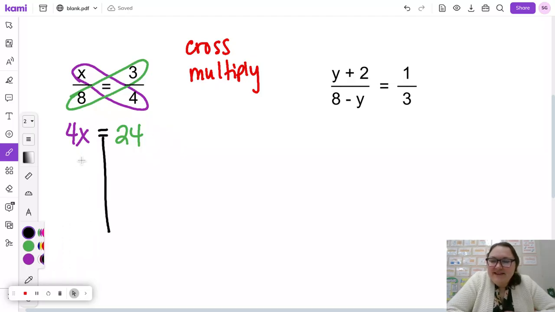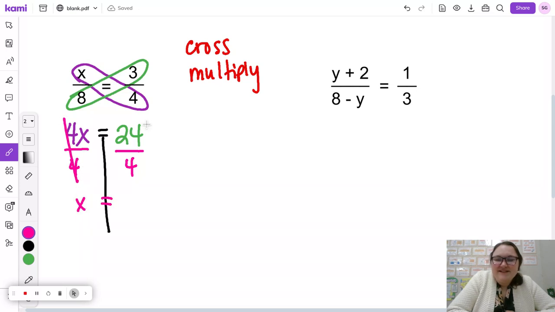To finish solving this, I need to cancel out my 4 to get x by itself. I know 4x means 4 times x, so I do the opposite, which is divide. I divide both sides by 4, and if I do that, 4 divided by 4 is 1, and 1x is just the same thing as x. And then on my other side, 24 divided by 4 is 6. And just like that, I have the answer.